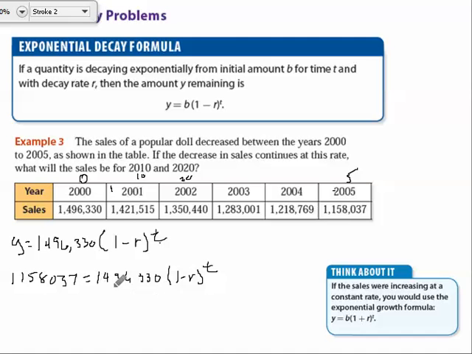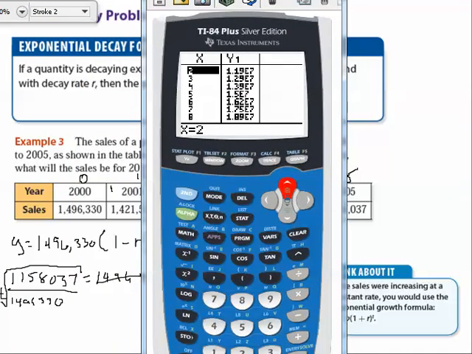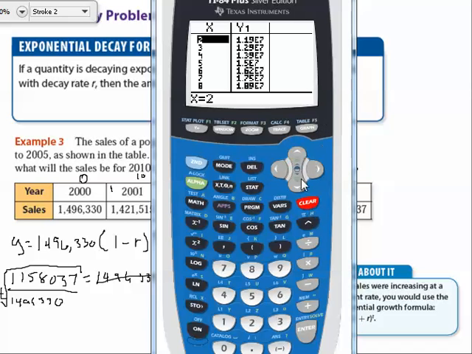So I can actually divide by this one, right? 1,496,330. And that's going to be equal to 1 minus r to the 5th power. I can take the 5th root, and I will have 1 minus r equal to that 5th root. So I'm going to do that. I'm going to do all this on the calculator rather than showing it to you on the screen there. Okay. So I'm going to take up just a little bit. Thank you. Clear this out.